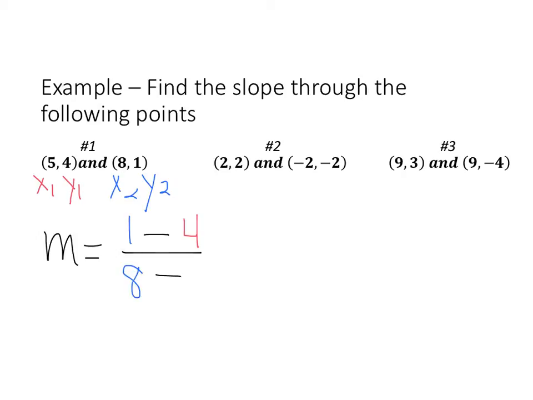So I'm going to do y2 minus y1, which is 1 minus 4, and x2 minus x1, which is 8 minus 5. And that gives me negative 3 over positive 3, which gives me a slope of negative 1. You try the other two on your own, and you'll either see a question about it on your Google form, or we'll discuss it in class.